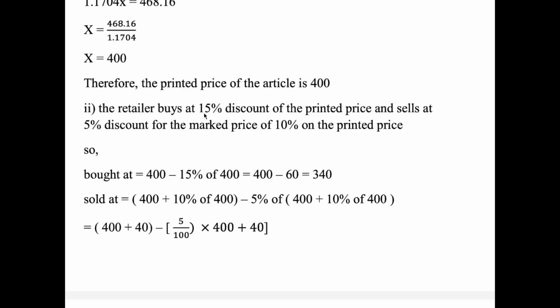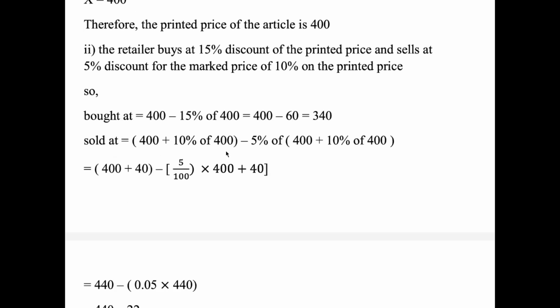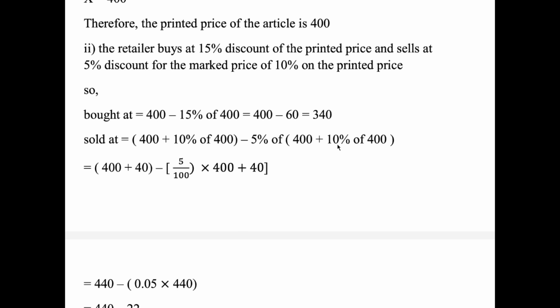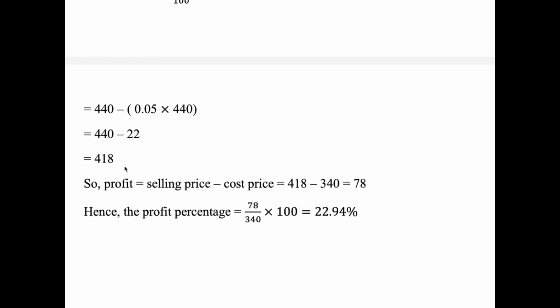The retailer buys at 15% discount on the printed price and sells at a 5% discount on the marked price, which is 10% above the printed price. So the cost price is 400 minus 15% of 400, that comes to 400 minus 60 is equal to 340. Sold at 400 plus 10% of 400 minus 5% of (400 plus 10% of 400). With a little bit of simplification, ultimately you will get 480.